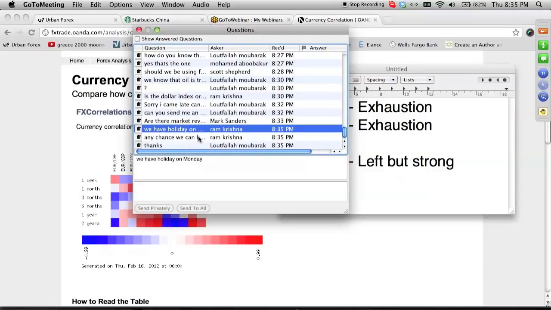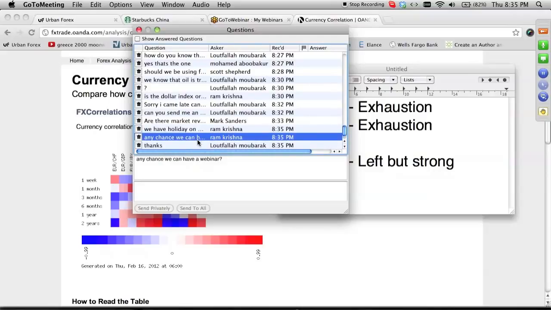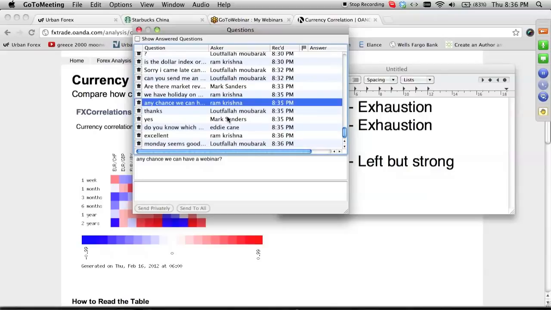Ram, we have a holiday on Monday. Any chance we can have a webinar? Okay. I might hold a different webinar for a different strategy on Monday. Not just the same one because we're just doing recaps today for this one. And if we do a recap on Monday, there's not much data to recap on. We need at least a week's gap for this particular strategy.